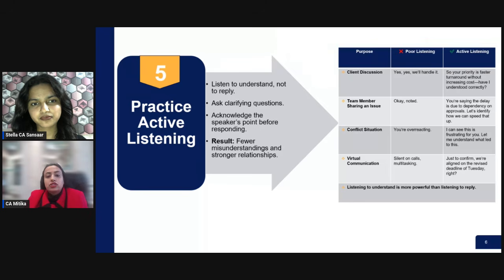Let's say we are sharing an issue with a team member and we just say, okay, noted. Now, what have we noted? Nothing clear. So, how do we do that? You are saying the delay is due to dependency on the approvals. Let's identify how we can speed up the process.